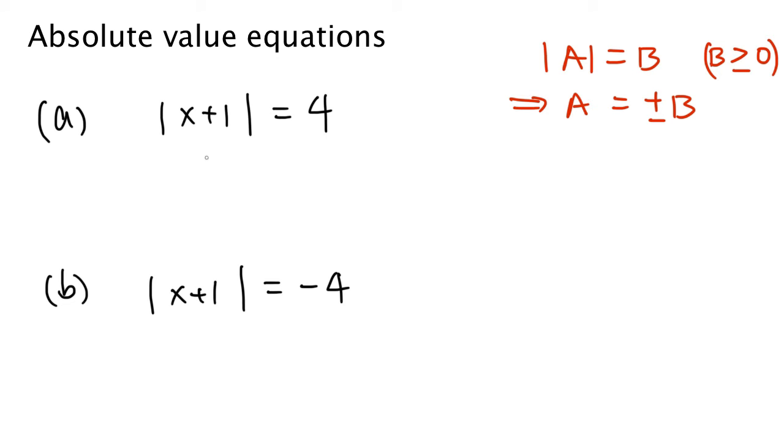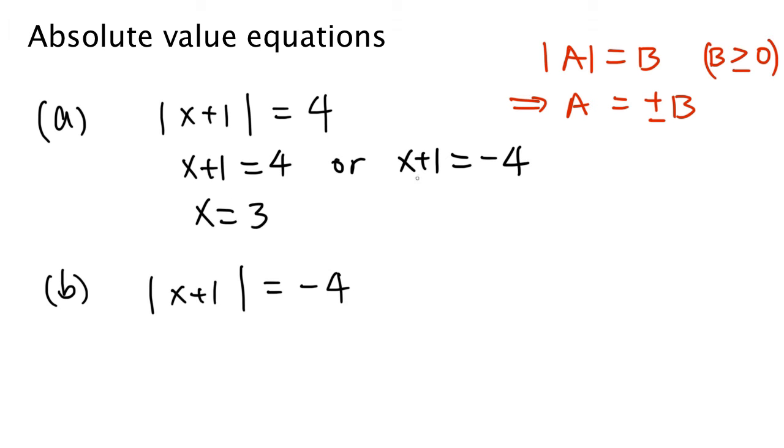So let's work out the first example. If we have absolute value of x plus 1 equals 4, then x plus 1 is either 4 or it is negative 4. So if you solve the first equation, we get the solution x equals 3. And if you solve the second equation, subtract 1 from both sides, x equals negative 5. So we've got two solutions.